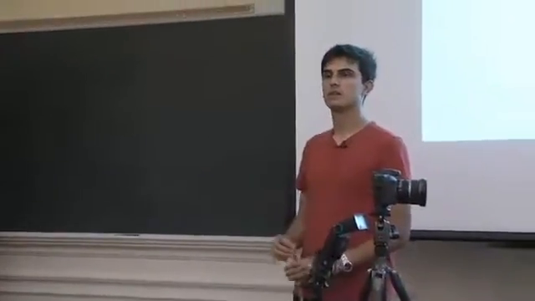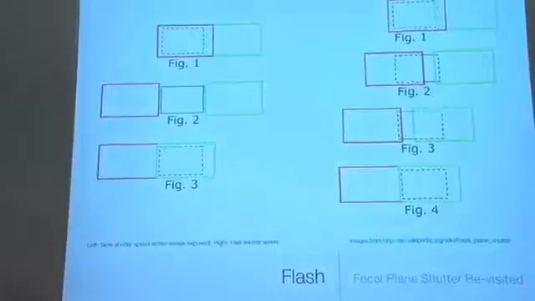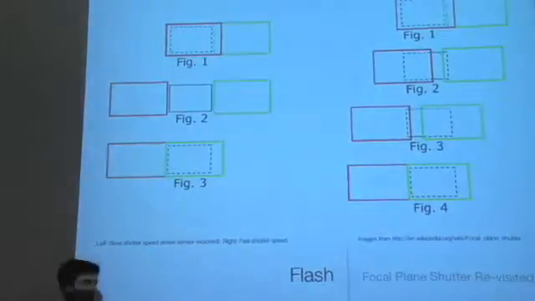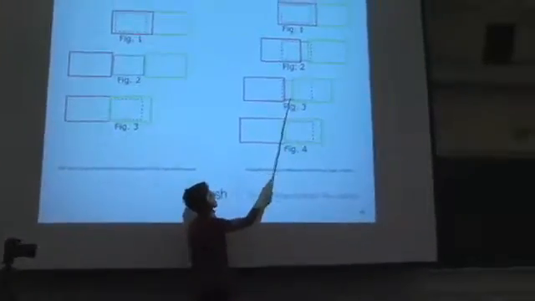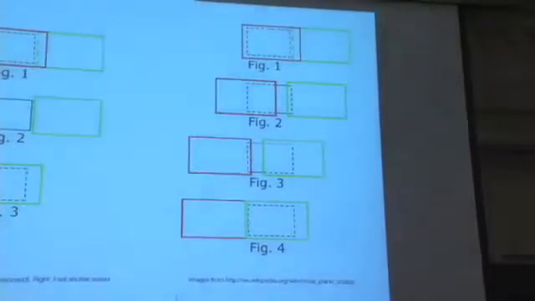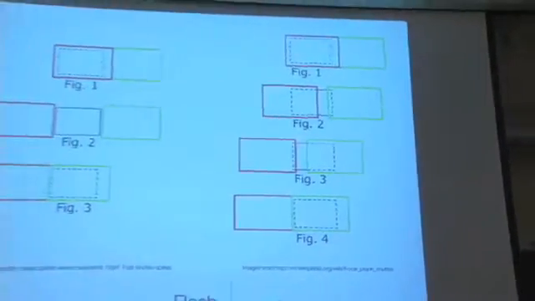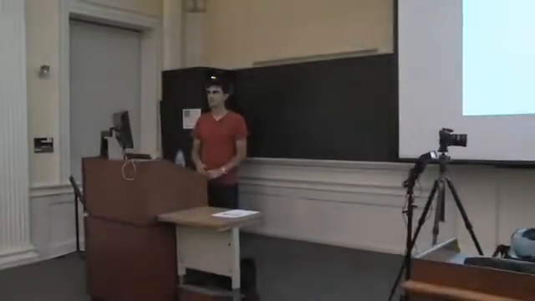Yes? How does that relate to the X sync speed? So the X sync speed, we're sort of ignoring that because that is the maximum speed at which your camera can take a flash photo and properly expose the entire frame. If you take a flash photo any faster than that, you're going to get a dark band whose severity depends on how much over the sync speed you attempted to set the camera. So for most flash photographs, we're talking about taking photos at this X sync speed.